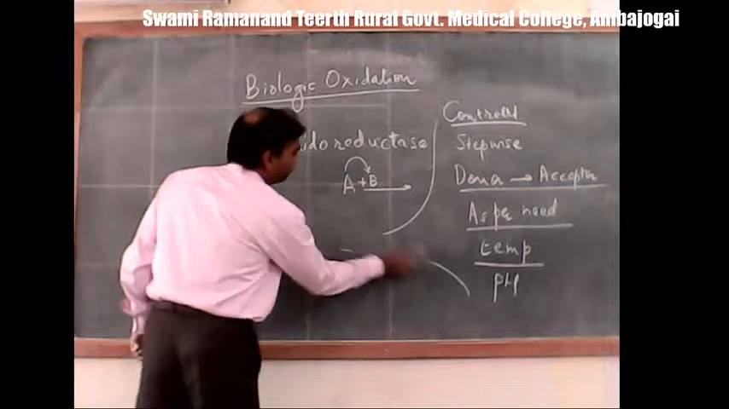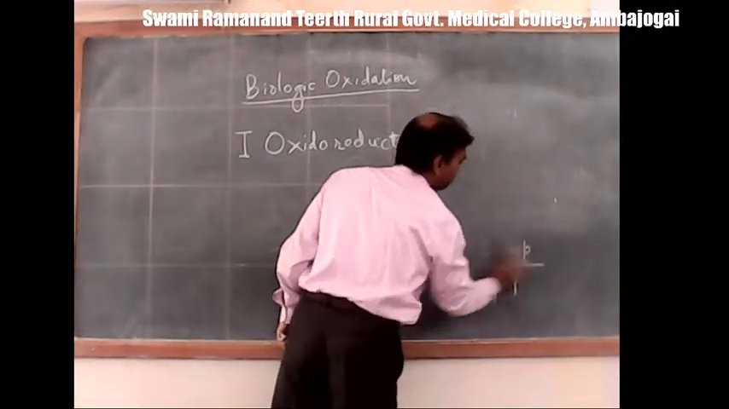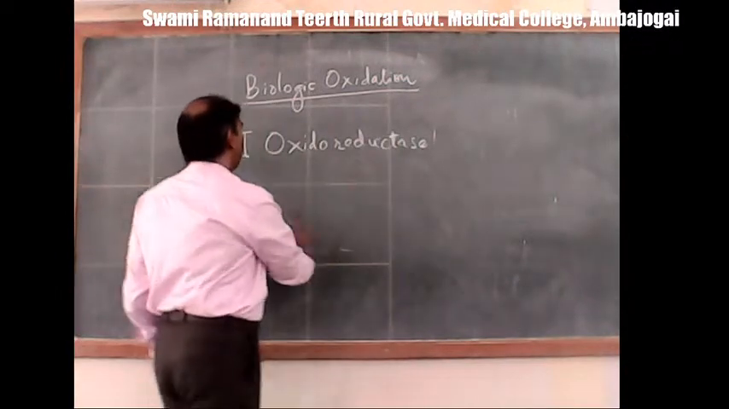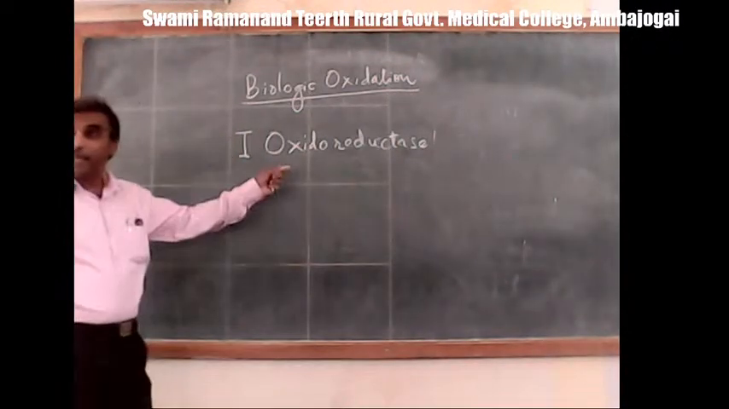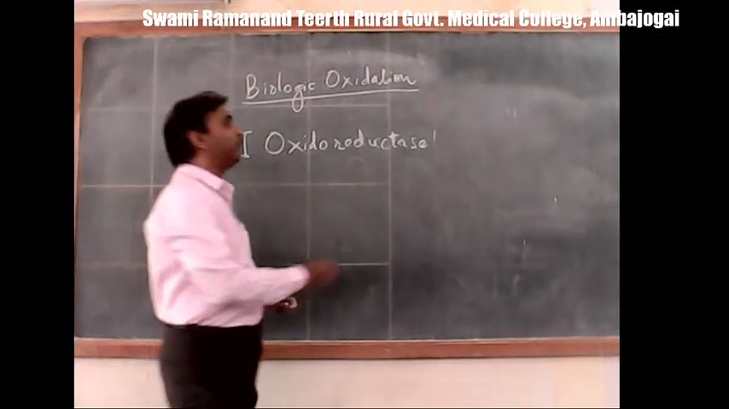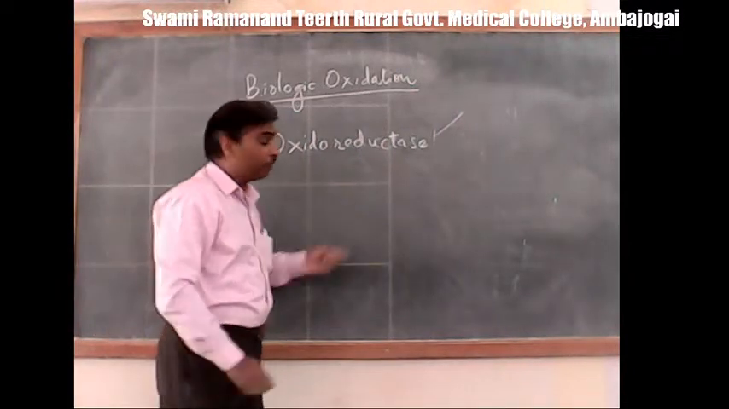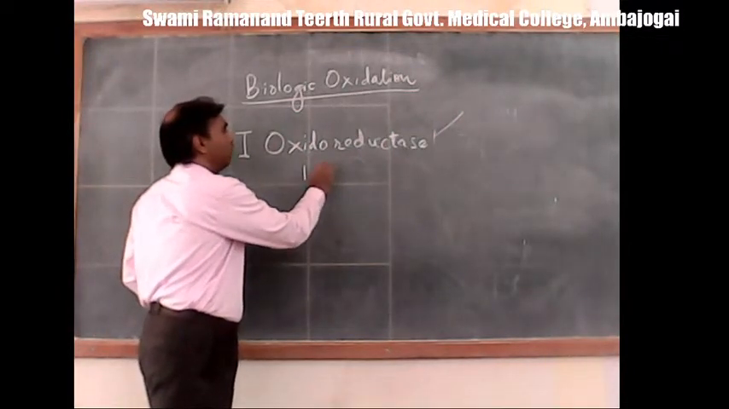So, we have seen what biological oxidation is. We have seen that it has enzymes which come from the oxidoreductase group, and there are certain subgroups of this oxidoreductase. Number 1, oxidase.